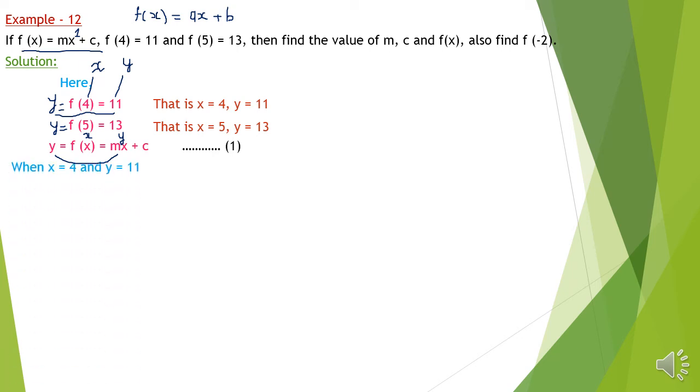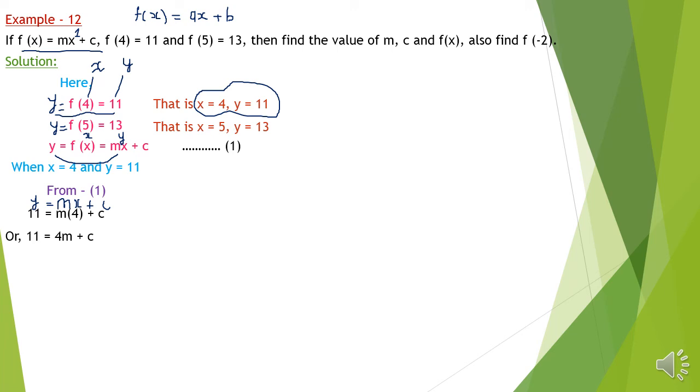When x is equal to 4 and y is equal to 11, we use the first case. This part first: x is equal to 4 and y is equal to 11. Now see, from the equation y is equal to mx plus c, x will be replaced by 4 and y is replaced by 11. You can just see, y is equal to m times 4 plus c, isn't it? So 11 is equal to 4m plus c, just multiplying m by 4.